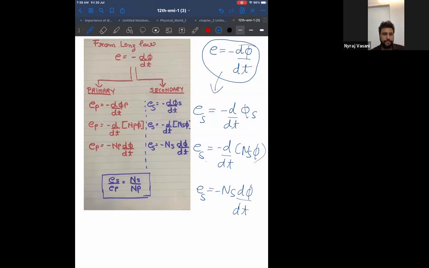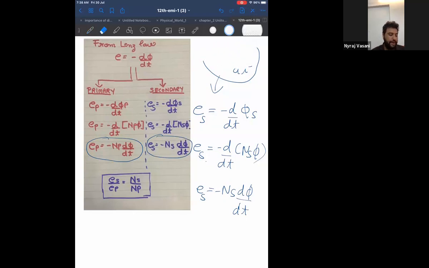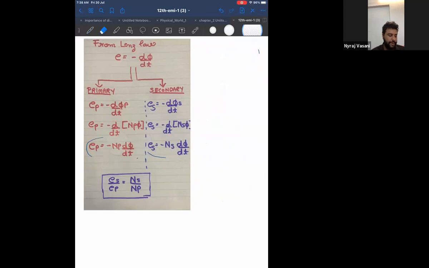Can I write this? Therefore, can I say EP is equal to minus NP d phi by dt and ES is equal to minus NS d phi by dt. Now, if I divide 1 and 2, that is ES upon EP, tell me what will be my final answer.